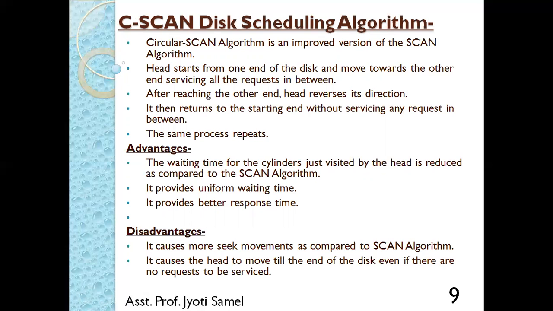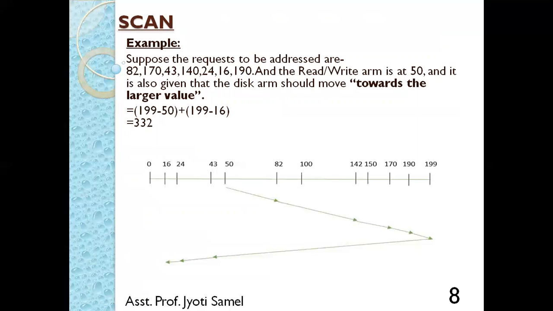Advantage: the waiting time for the cylinder just visited by the head is reduced as compared to the SCAN algorithm. It provides uniform waiting time. It provides better response time. Disadvantage: it causes more seek movement as compared to the SCAN algorithm because while reversing, it is not servicing. It causes the head to move till the end of the disk even if there are no requests to be serviced.